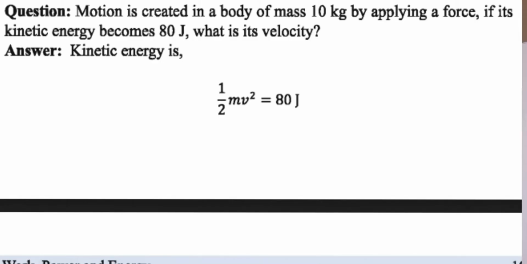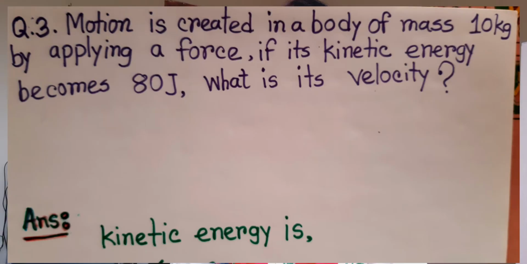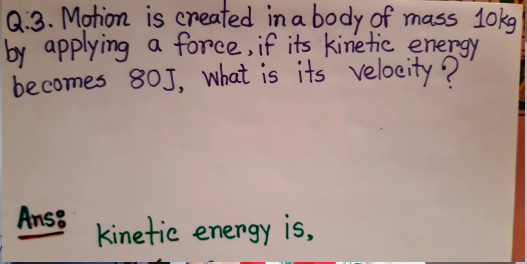So let's get started. Problem: motion is created in a body of mass 10 kilogram by applying a force. If its kinetic energy becomes 80 joule, what is its velocity? So what do you need to figure out? You need to figure out velocity. Here the kinetic energy is given, 80 joule. And what else is given here? That is 10 kilogram, the mass of the body. That is also given. First you need to figure out what is given here.